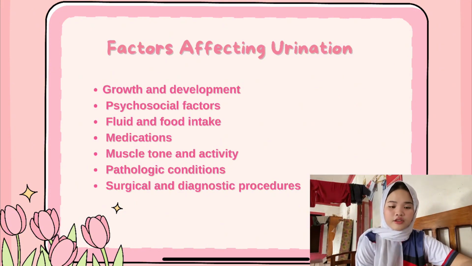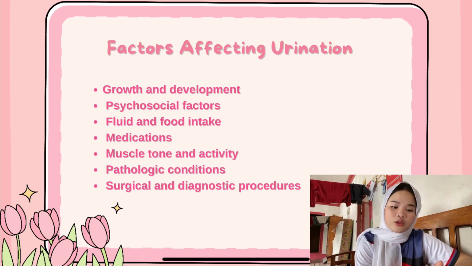Number 3 is meron tayong fluid and food intake, pagkain ng tubig at pagkain. So, ang pagkain ng tubig at pagkain ay nakakaapekto sa pag-ihi. For example, mga taong kumakain ng maraming pagkain na mayaman sa asin ay maaaring magkaroon ng madalang pag-ihi. So, number 4 naman is medication or mga gamot. Ang mga gamot na ito ay tulad ng diuretics ay maaaring nakakaapekto sa pag-ihi. Halimbawa, mga taong kumakain ng diuretics ay maaaring magkaroon ng mas madalang na pag-ihi.